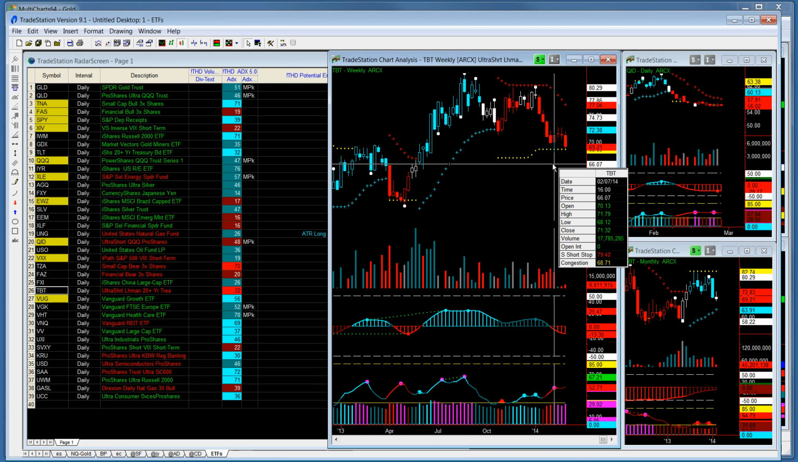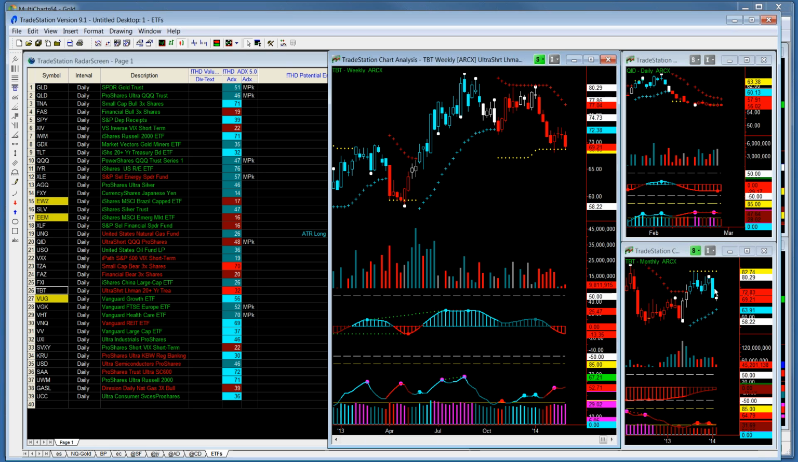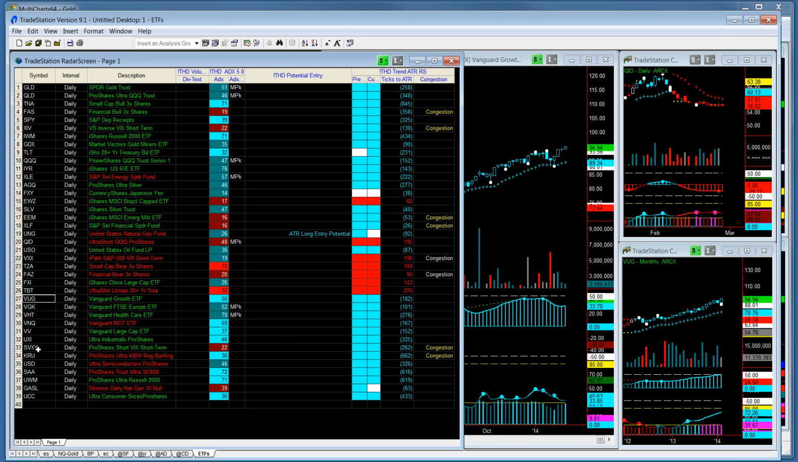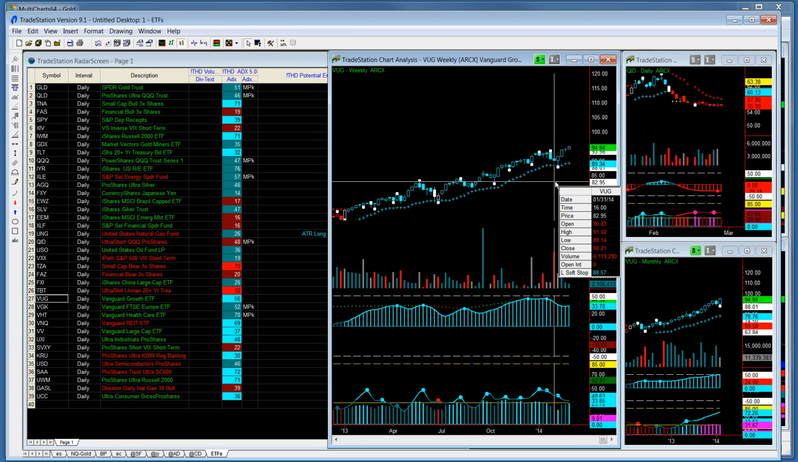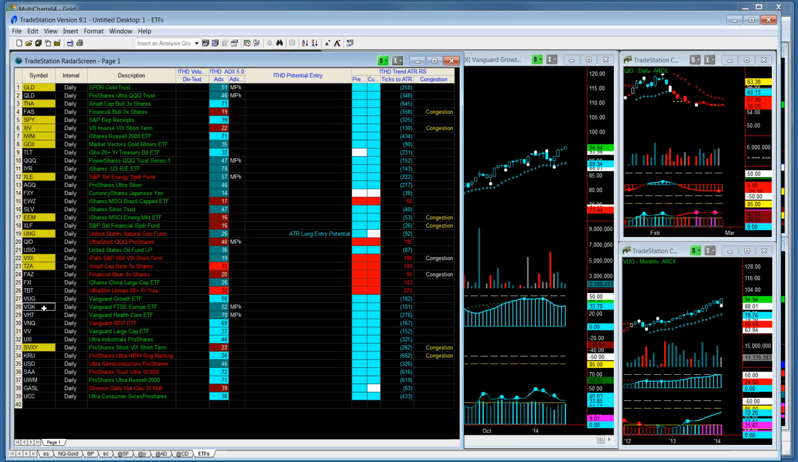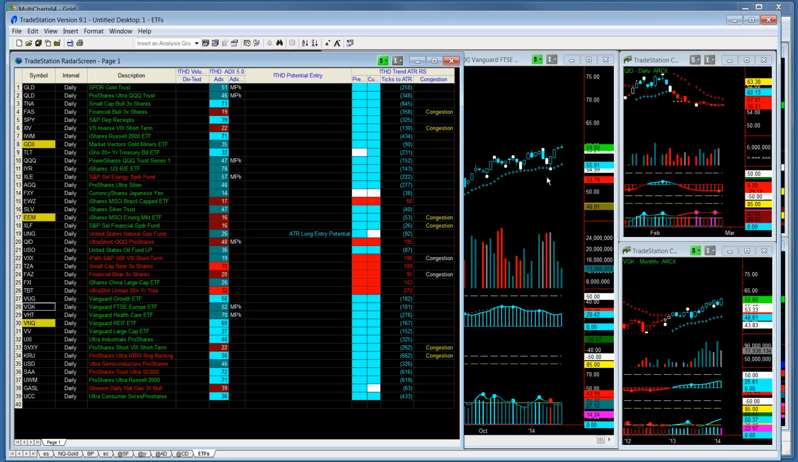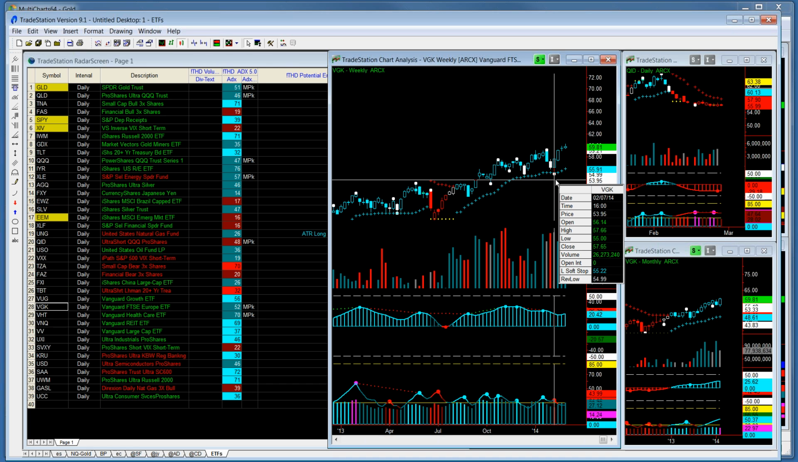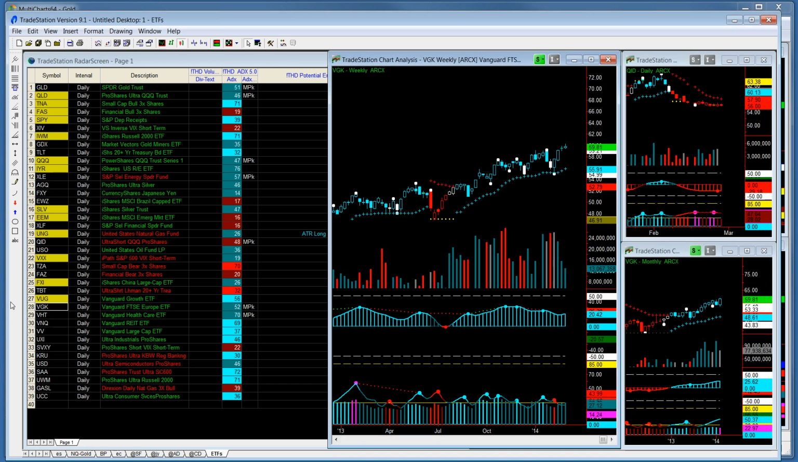You had slight divergence there, but this is making its way down to this ATR. I don't think I would have taken that. Now Vanguard, I like Vanguard, so no, there's no divergence there. VGK, you're close enough, but there's no divergence.